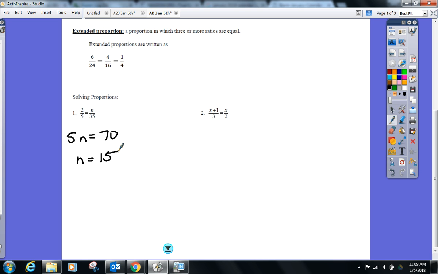Slightly advanced on number 2. What are you doing here with the 2 and the x plus 1? I know you're multiplying, but how? You have to do what with that 2? Distribute the 2. Okay? Distribute the 2. So 2x plus 2 equals 3x. And then I'll let you solve it from there. X equals 2.